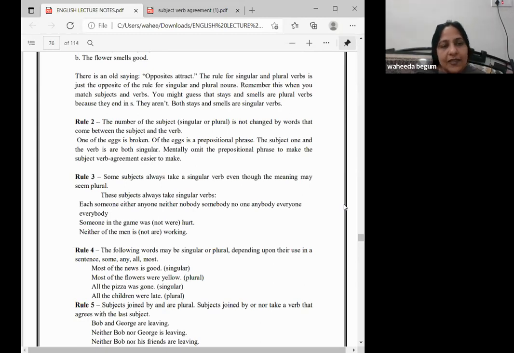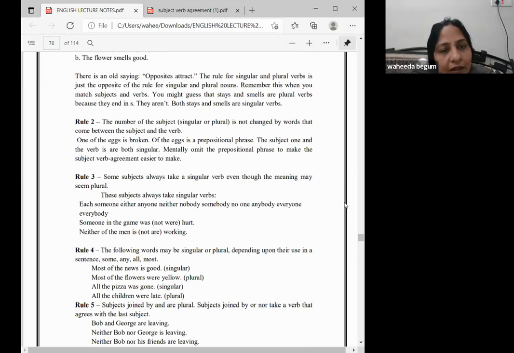Of all the eggs, one is broken. So how will you change? One of the eggs is a prepositional phrase. The subject one and the verb is are both singular. Here, mentally omit the prepositional phrase to make the subject verb agreement easier. One of the boys in the class studies well. So of all the boys, one studies well.